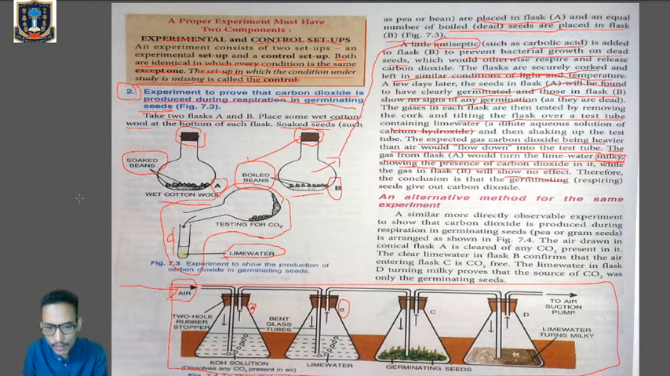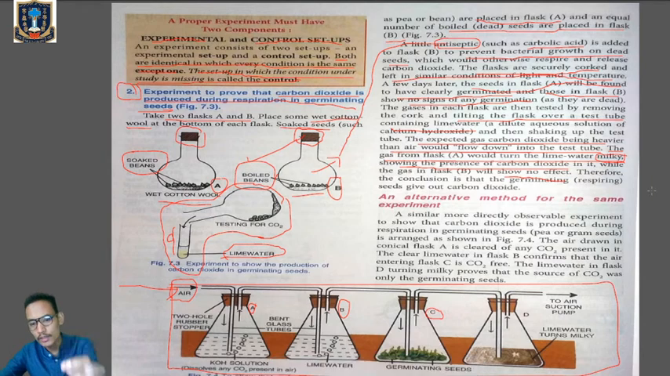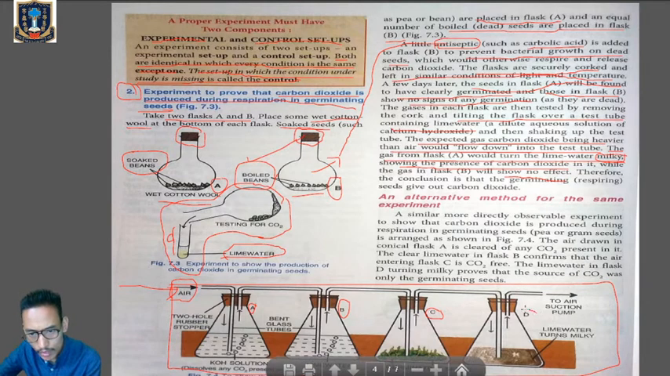Now the air free of carbon dioxide from B is moving to flask C. As you can see, flask C contains germinating seeds. So there is germination, there is respiration. When the air from flask C moves to flask D, the lime water present in flask D will turn milky.